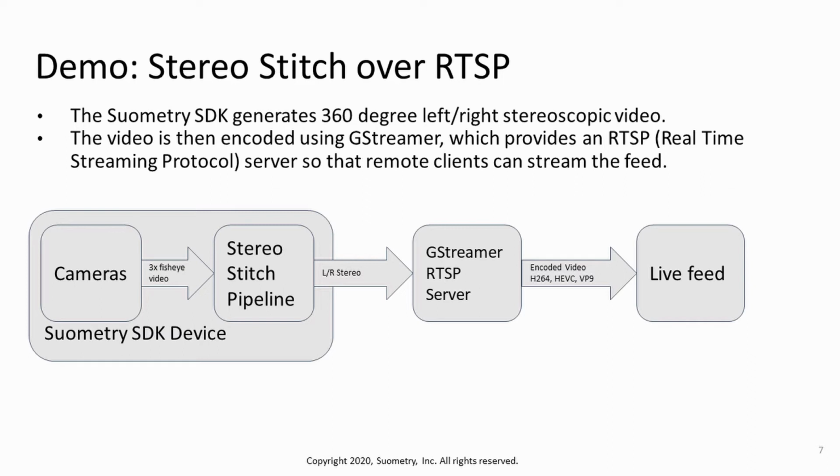The application then passes the stereo video feed to GStreamer. GStreamer is a third-party library used to create video pipelines. It provides a vast number of services such as encoding and video conversion. Here, we use it to encode our stereo video feed and make it available via a real-time streaming protocol server.